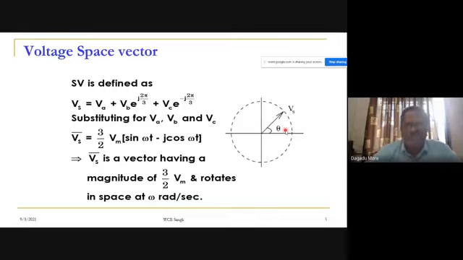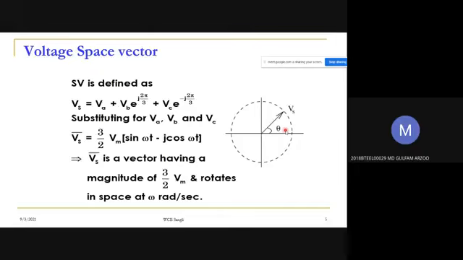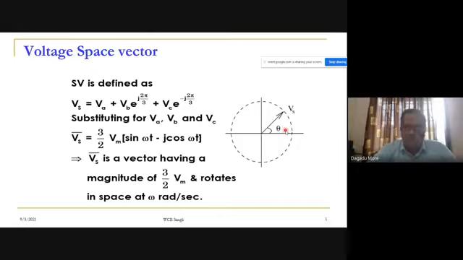For 50 hertz, how much time is required for the voltage space vector to complete one rotation? It will be 20 milliseconds. One cycle time is required to complete one rotation.